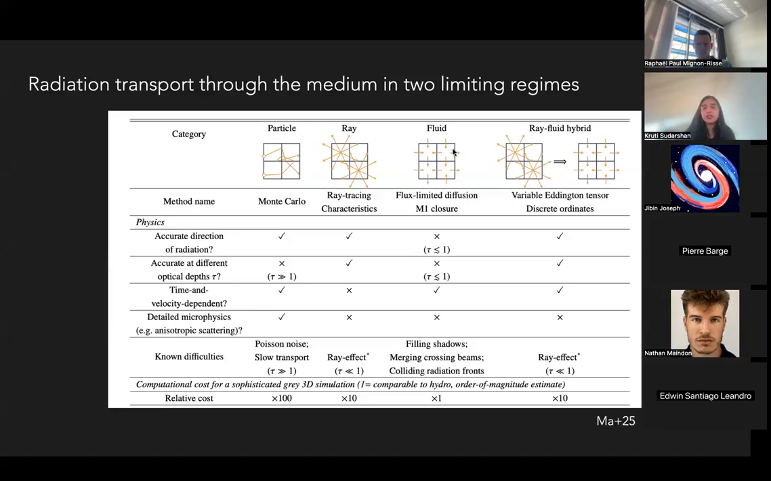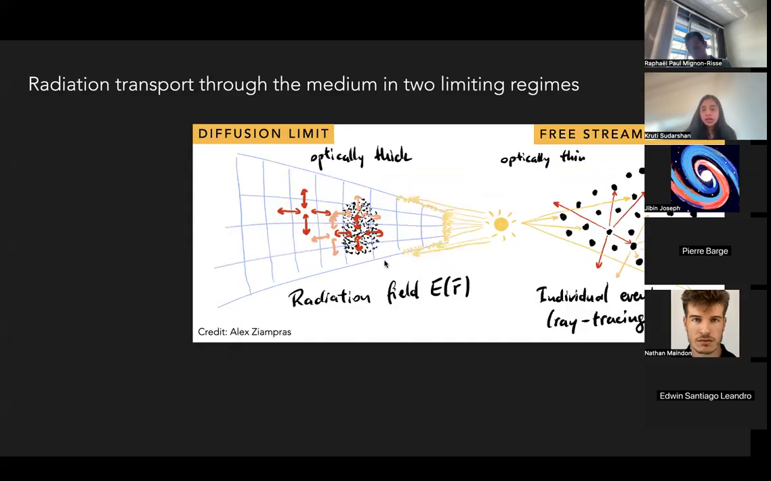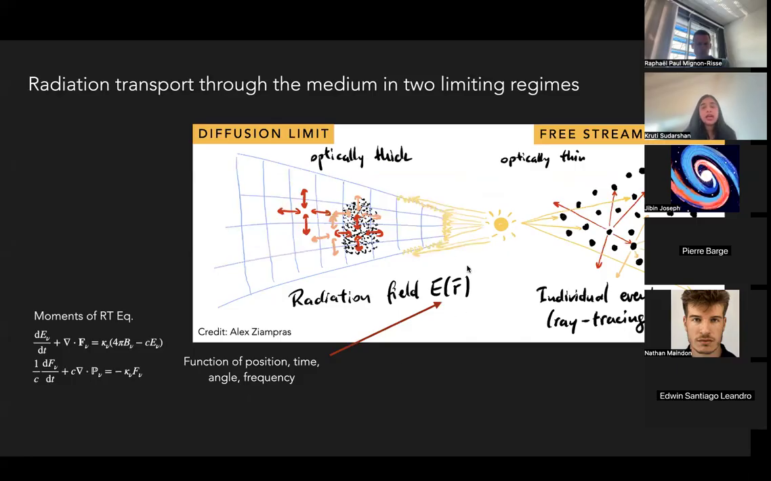And there are different pros and cons to using the different methods. So I'm going to be talking about the flux limited diffusion closure here. Essentially, to solve your radiation energy intensity, this is a complicated function of position, time, angle, and frequency. So we can break the radiative intensity into different moments.